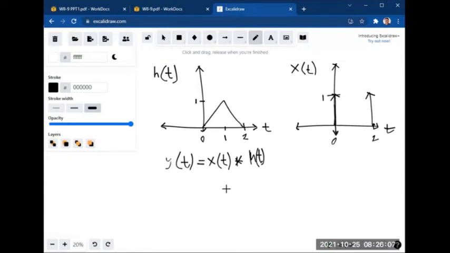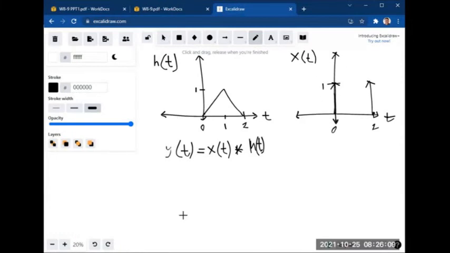So what does the convolved signal look like? It will look like this. You have time 0, time 1, time 2, time 3, time 4.